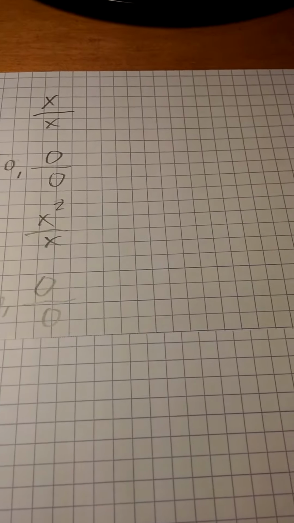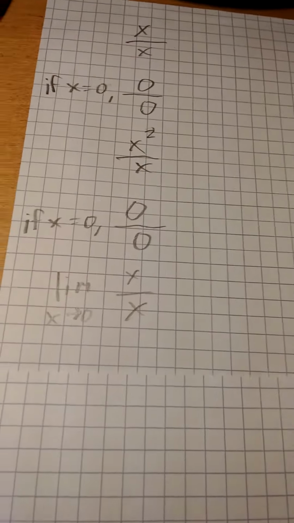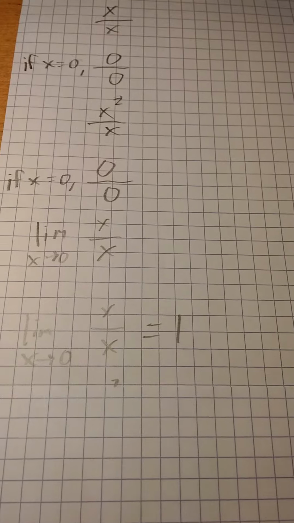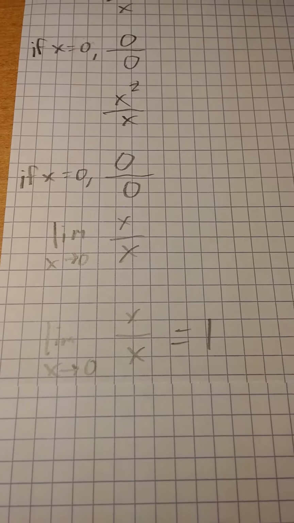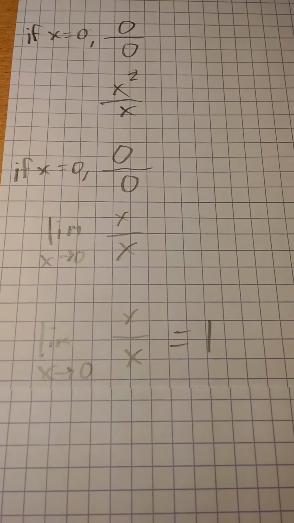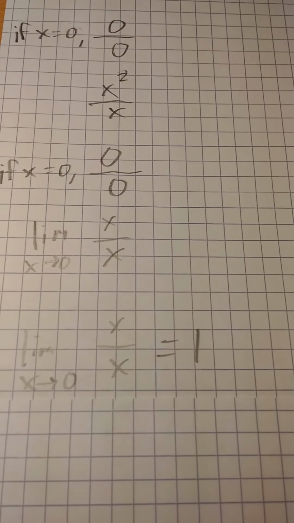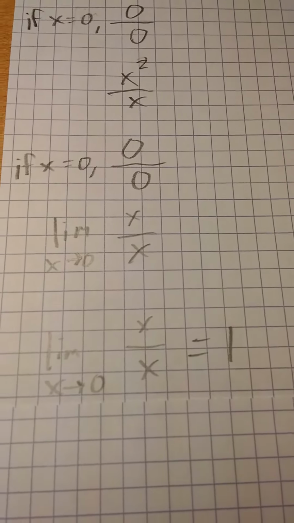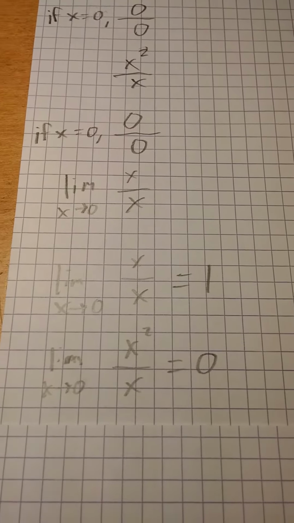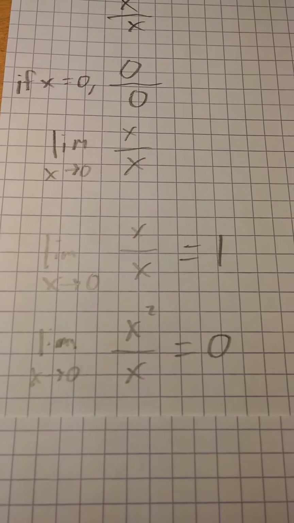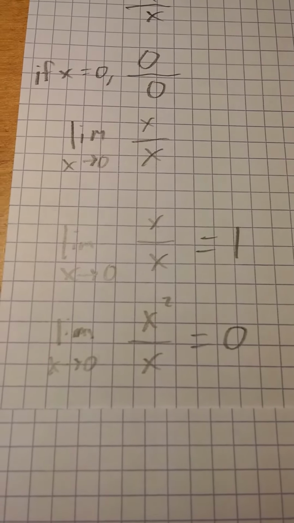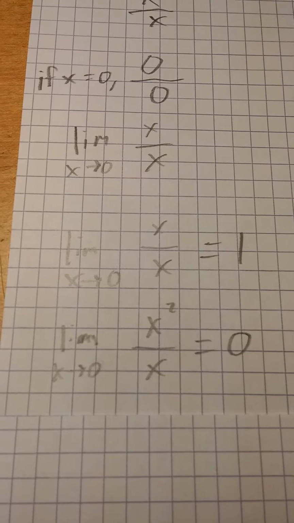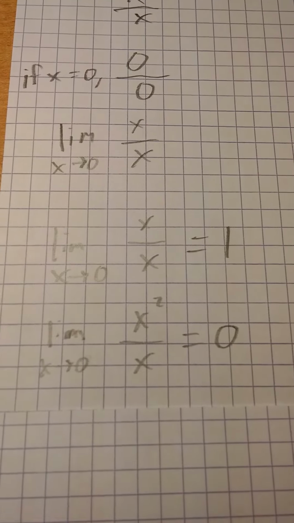Okay, but here's the weird thing. When you start plugging in limits into it, if you take the limit of x approaching 0 for x over x, you get 1. Alright? So if you have a really small number over a really small number, it equals 1. However, if you take the limit of x approaching 0 of x squared over x, you get 0.